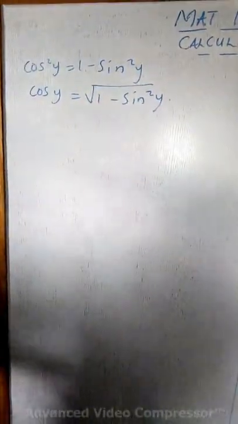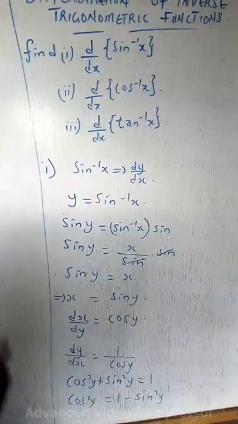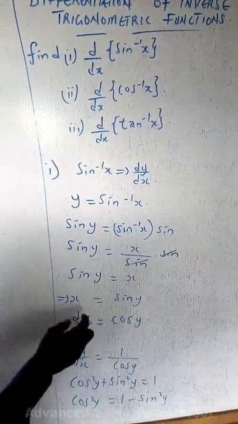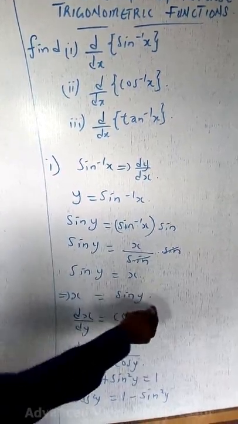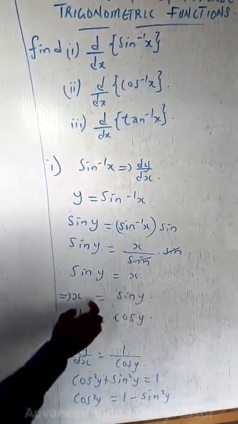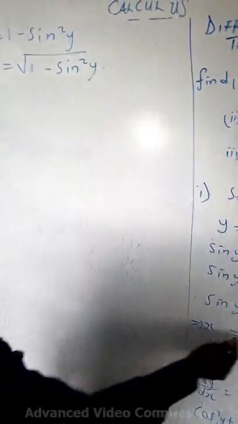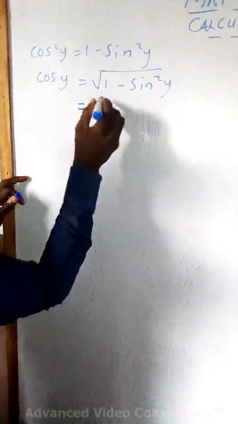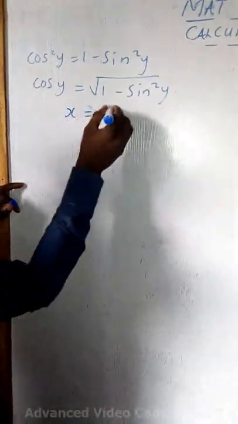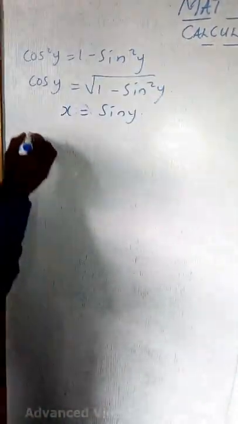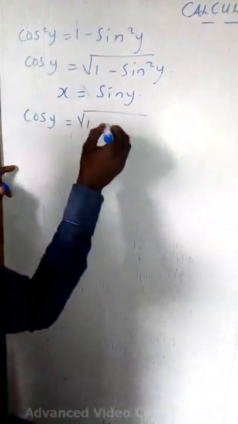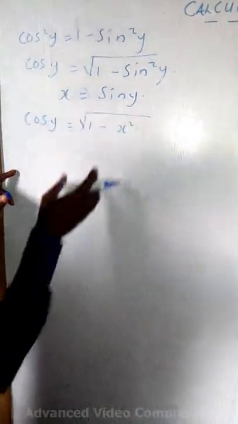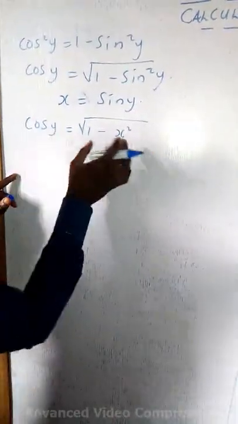Now, from our previous equation, that's not what we are interested in. We were told that x is equal to sine y. This is what we are interested in. In this equation, we can express sine squared y as x squared because x is equal to sine y. Then coming back here, cos y is now equal to the square root of 1 minus x squared. So we have been able to express this cos y as a function of x.